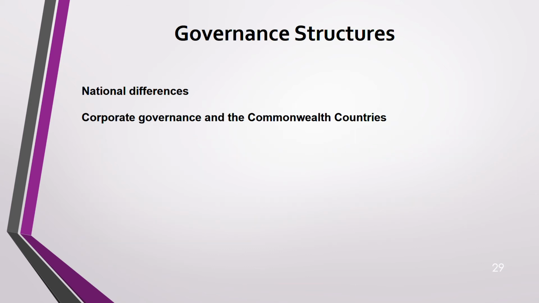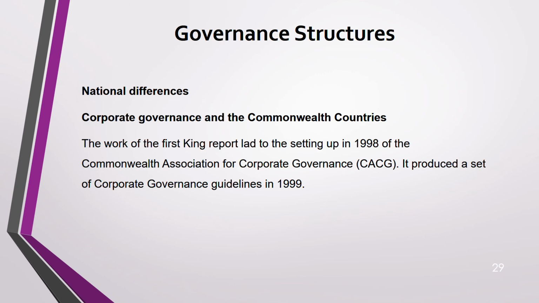Next, the work of the first King Report. What happened? Because of that, in 1998, they set up CACG, the Commonwealth Association for Corporate Governance. All these details you don't have to know, it will not be asked. I'm just explaining how it's set up and how corporate governance works in different countries other than UK. And in 1999, it produced a set of corporate governance guidelines, just a year after that.